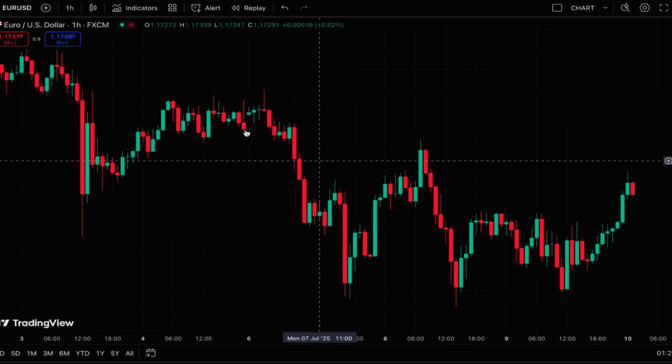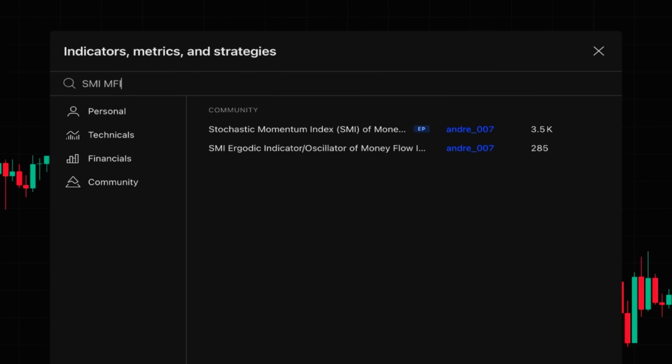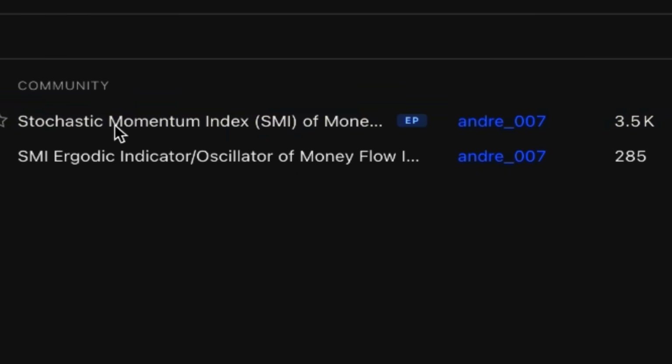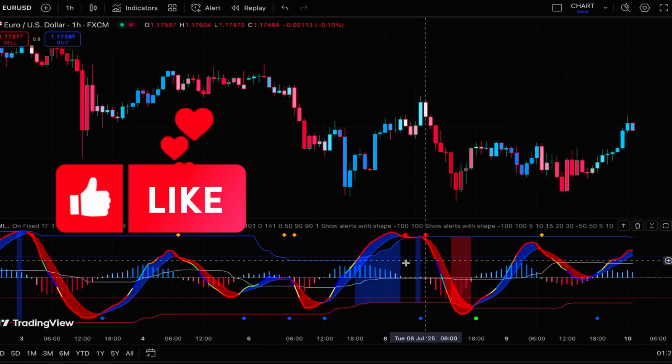Alright, to add the indicator to our chart, here we click on indicators and we search SMI MFI. This one, Stochastic Momentum Index of Money Flow Index, which is an editor's pick indicator written by Andre 007. Alright, this is the indicator and as you can see it's added here below the chart.